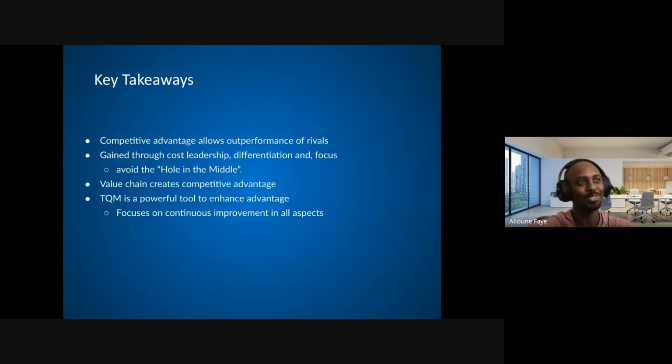Competitive advantage is something that makes you outperform your peers, your rivals. According to Porter, there are ways to gain this: through cost or uniqueness, or differentiation. And then how you focus on it: either you're focusing on the entire market or you're focusing on a niche market. Avoid the hole in the middle.